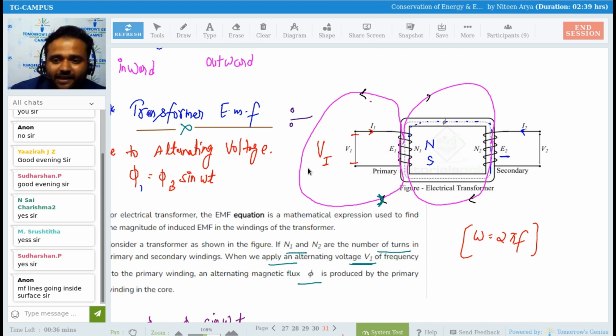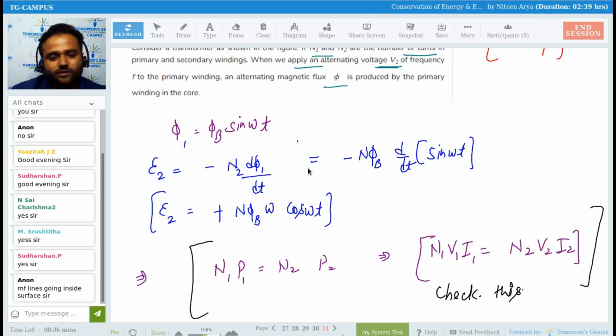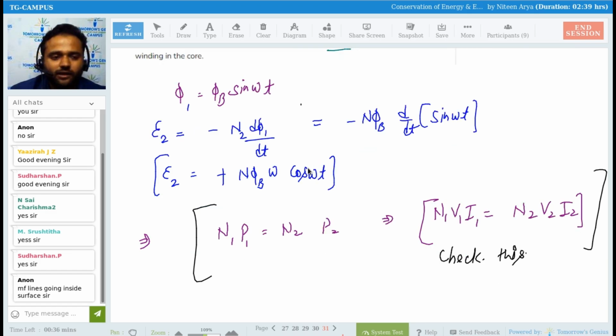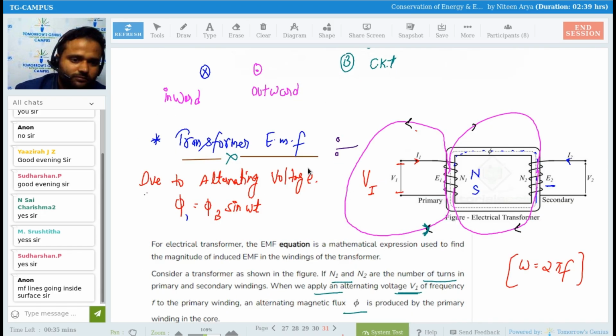The secondary doesn't have its own flux, because you don't apply any battery on this side. So flux is because of the primary coil. Either for the primary coil or the secondary coil, that is the EMF. Clear? You just need to change the number of turns. The phi m omega cos omega t term is still going to be there. Clear, everyone? Good. So that is the important thing.